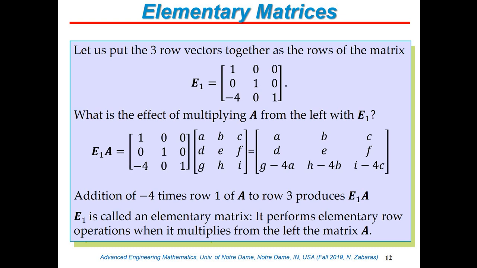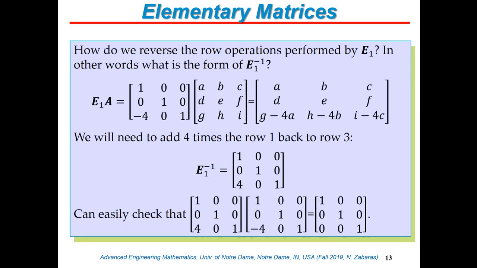Somebody may want to ask you, how do I invert this process? What's the inverse of E1? So if I want to go back from this matrix back to my original matrix, what is the elementary matrix I need to multiply with? Obviously, the elementary matrix will be the inverse, but how will that inverse look? And the answer is that the inverse matrix will look almost identical to the original matrix E1, but instead of -4, I'm going to have 4 now.